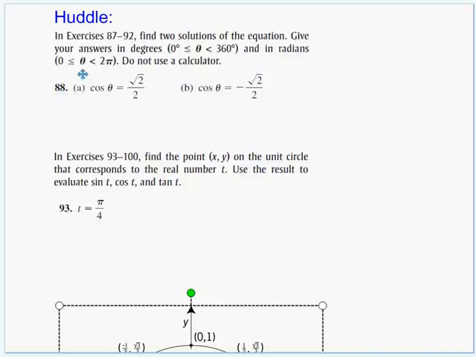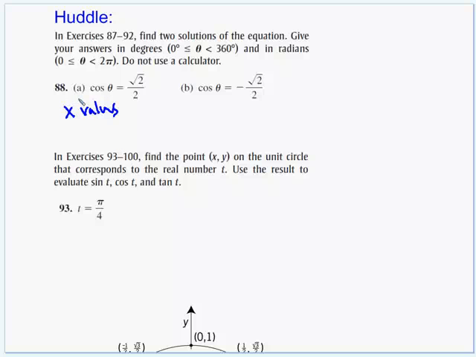Okay, in the first problem here, it says find two solutions of the equation. Give your answer in degrees, somewhere between 0 and 360, and in radians, somewhere between 0 and 2 pi. Do not use a calculator. So in the first one, it says the cosine of some angle is the square root of 2 over 2. So if we remember on the unit circle, our cosines are x values.